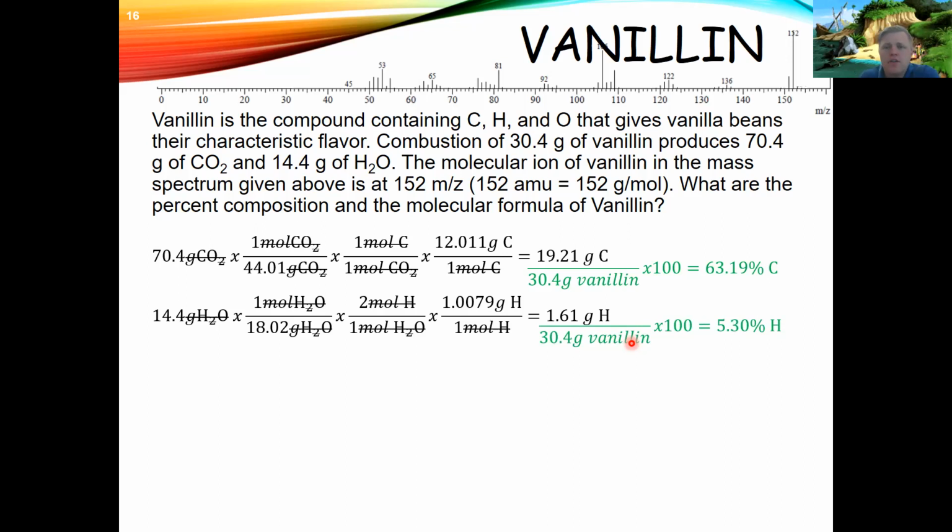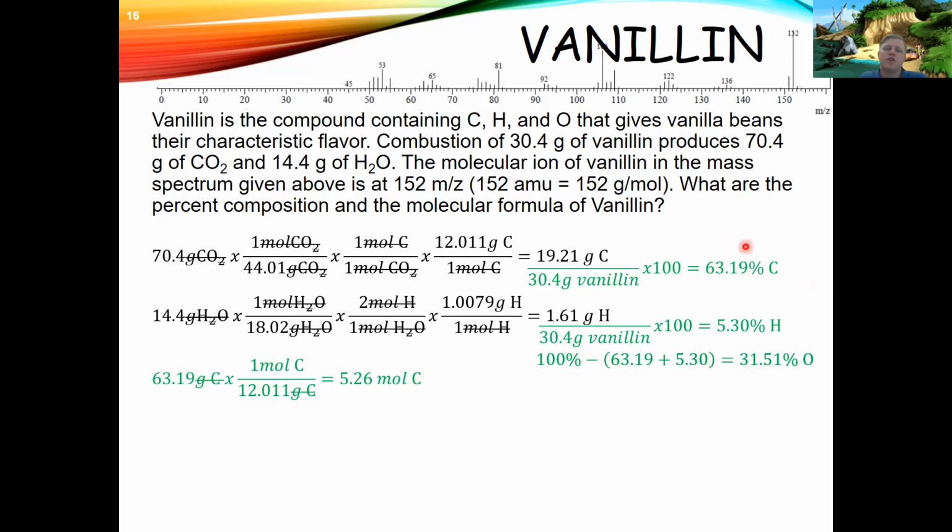And then of course, oxygen is the leftovers. So we take 100 minus 63.19 and 5.31 to find there's 31.51% oxygen. Okay, so now we've got the percent composition of everything. Now we need to turn this into an empirical formula. So we'll assume there's 100 grams of everything. Assume that we're dealing now with 100 grams of vanillin, turn all these into grams and then into moles.